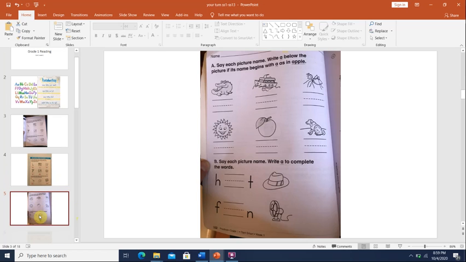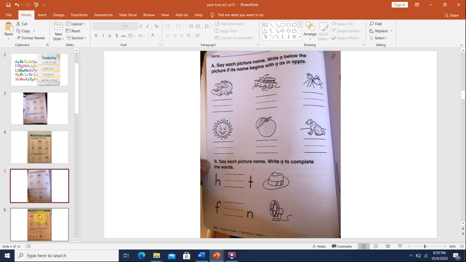Okay, if we go to the next page, SS2, here we'll find words that begin with A. What sound does A make? Ah. Such as apple, ant, arm, arrow, alligator. Okay, of course you know all this. You guys are too smart.